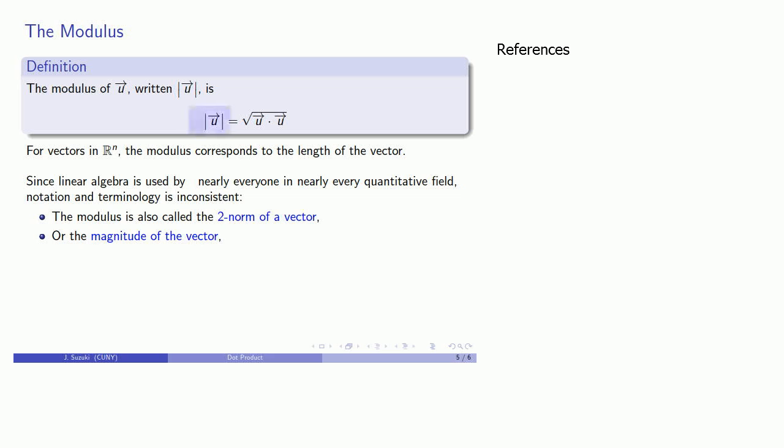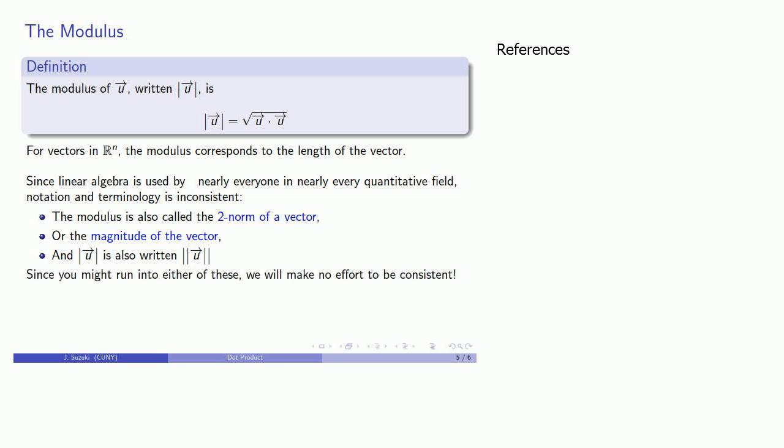And because this notation for modulus looks a little too similar to our notation for absolute value, we might double those vertical bars to indicate that we actually want to talk about the modulus. Because you might run into any of these forms, we will make no attempt to be consistent in how we present our notation for the modulus or how we talk about it. There is, after all, strength in diversity.